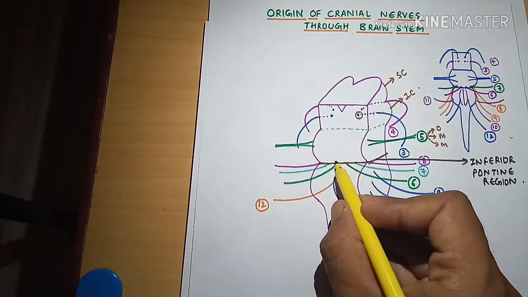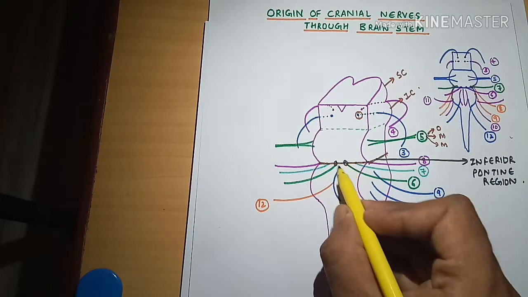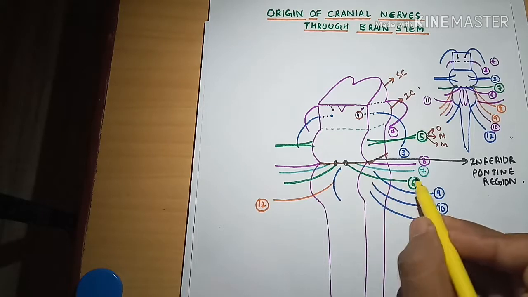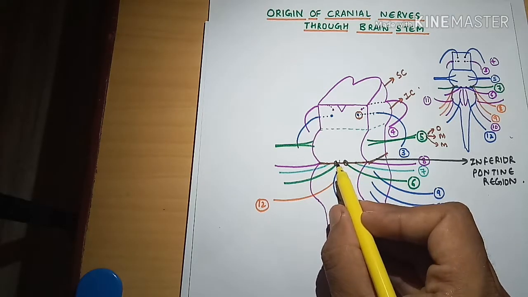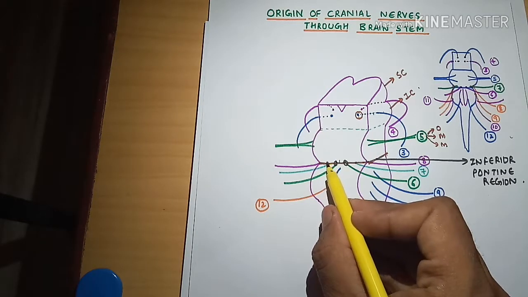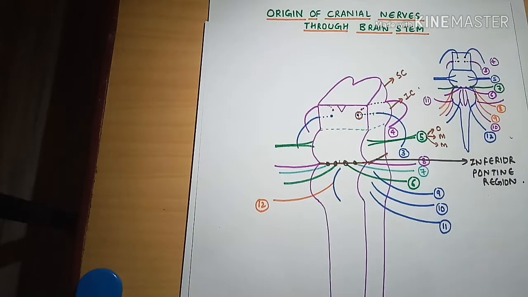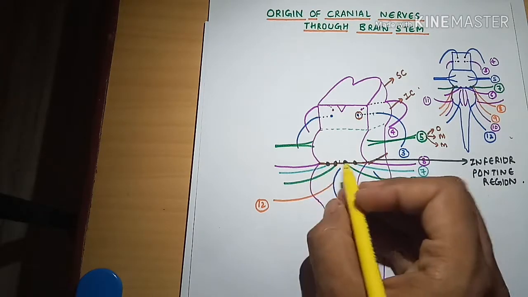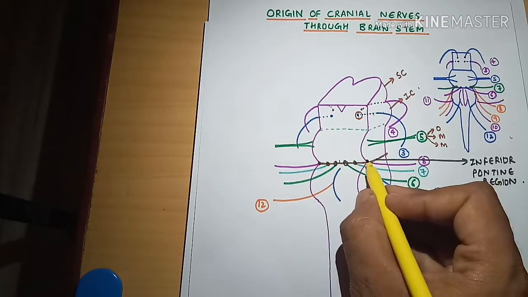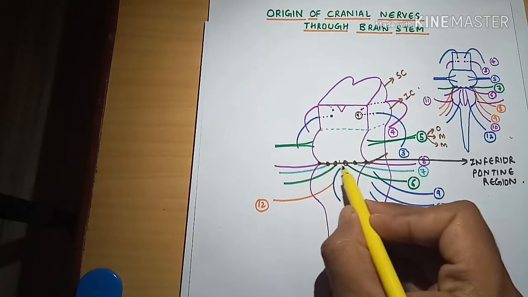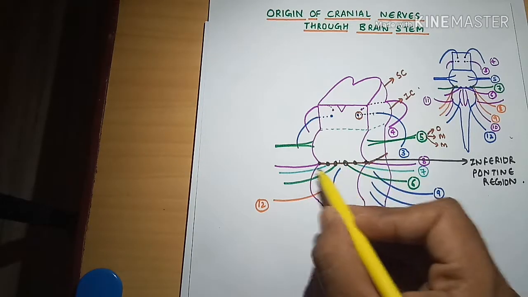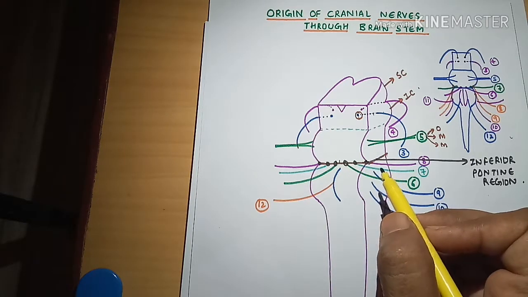In the median side of the pontomedullary junction, from the anterior aspect, the sixth cranial nerve gets its origin. Lateral to the sixth cranial nerve, the seventh cranial nerve gets its origin from the anterior aspect, and much more lateral to the seventh cranial nerve, the eighth cranial nerve gets its origin from the anterior aspect. So at the level of the pontomedullary junction or the inferior pontine region, three cranial nerves get their origin.